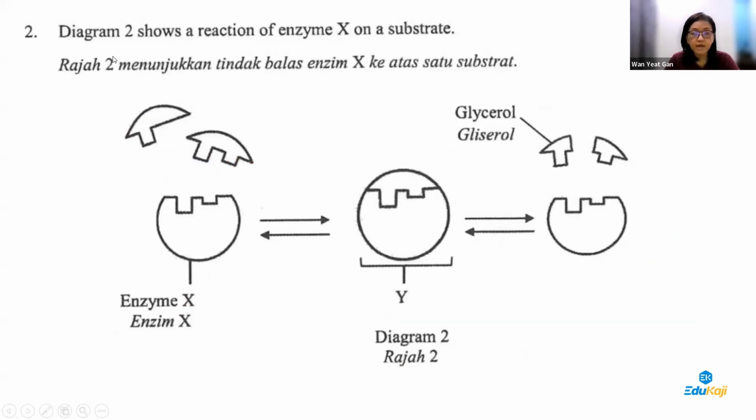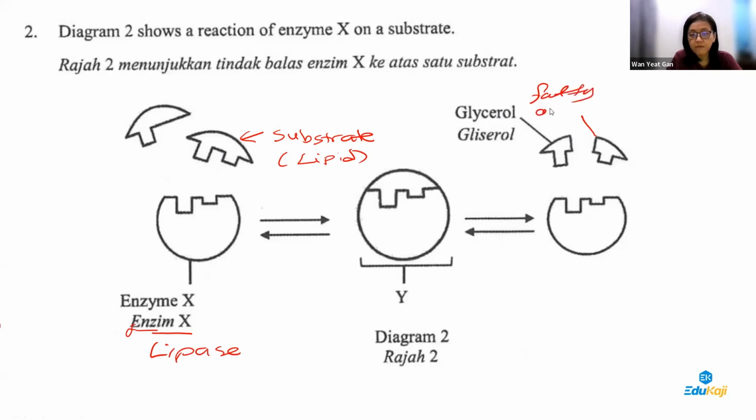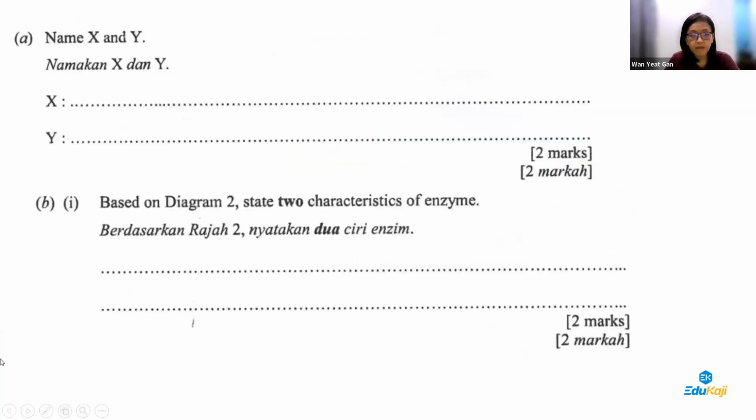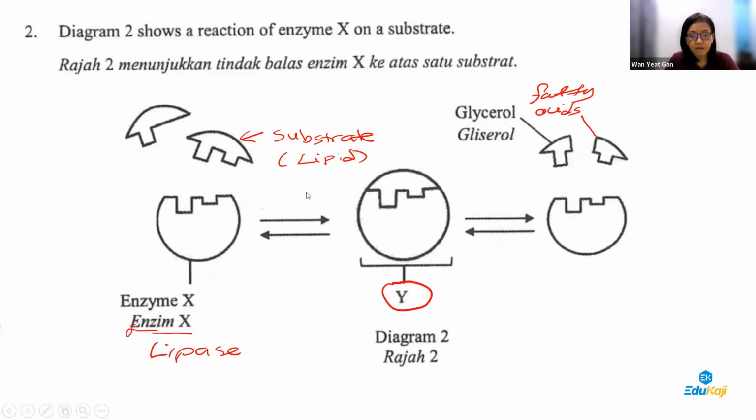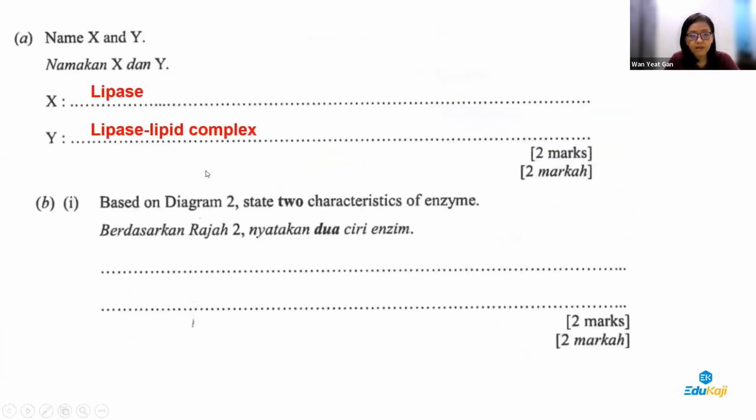Now, question 2. The diagram shows a reaction of enzyme X on a substrate. So this enzyme is acting on this substrate. Now let's look at the product. If this is glycerol, that means the substrate has to be lipid, and the enzyme has to be lipase. The other product should be fatty acids. Y is a complex formed between the enzyme and the substrate. Name X and Y. So X is lipase, and Y is the lipase-lipid complex, the enzyme-substrate complex.